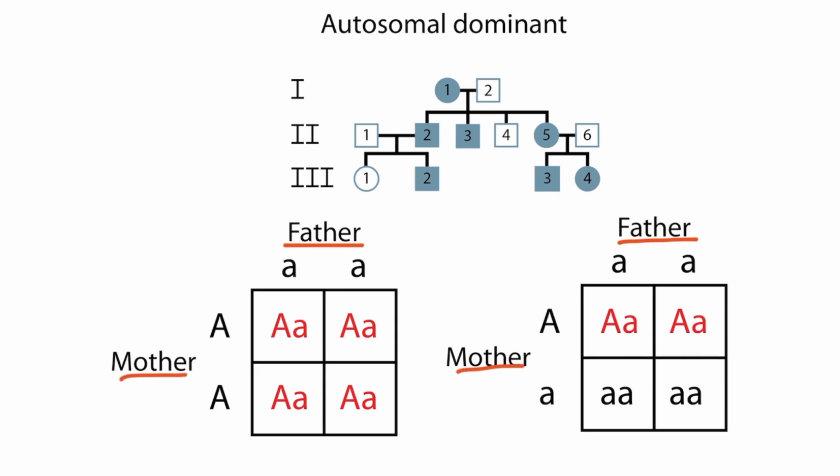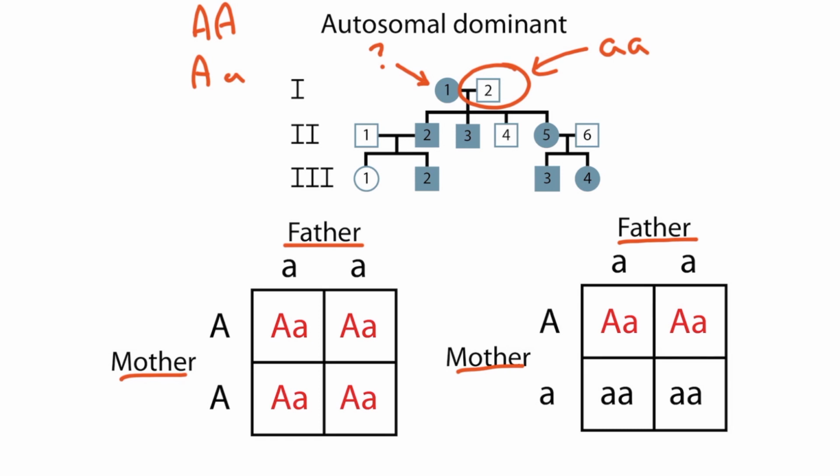Also notice that the red letters represent individuals who will express the trait. In this pedigree, we can deduce that the father, shown right here, must be homozygous for the recessive allele because he does not express the trait. Now, what could the possible genotype of the mother be that is shown right here? Initially, you may think that her genotype could be either big A, big A, or big A, little a. Either of these genotypes would result in expression of the trait because this is an autosomal dominant condition. However, if we look closely at the pedigree and the two Punnett squares, we can differentiate the two possibilities.